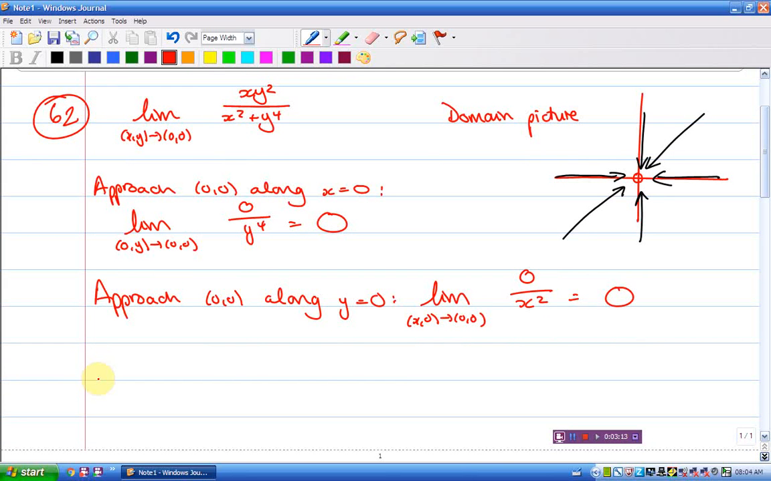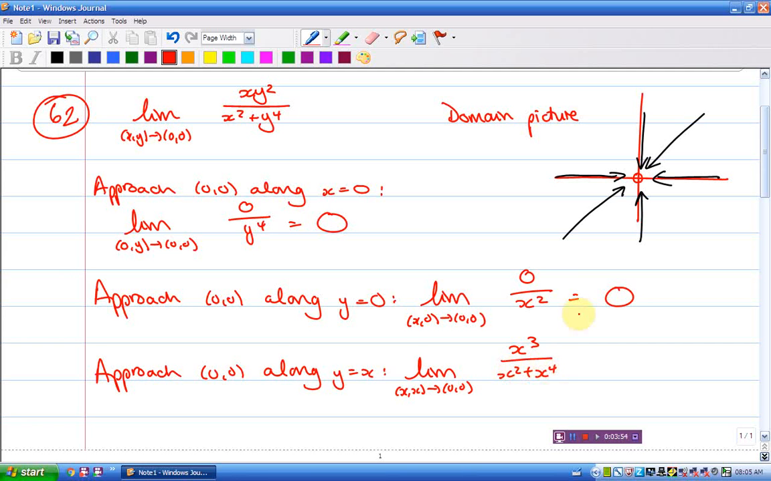Let's try those oblique black arrows along the line y equals x. Approach (0, 0) along y equals x. We have the limit. Now I'm going to write (x, x) tends to (0, 0), but you could have (y, y), or you could even have (a, a) and replace x with a and y with a. It doesn't really matter. The idea is that your x and your y are the same, so give them the same letter and allow that letter to tend to 0. In my case, I'm calling everything x, so that's x cubed over x squared plus x to the 4. Okay, that's not terribly helpful.